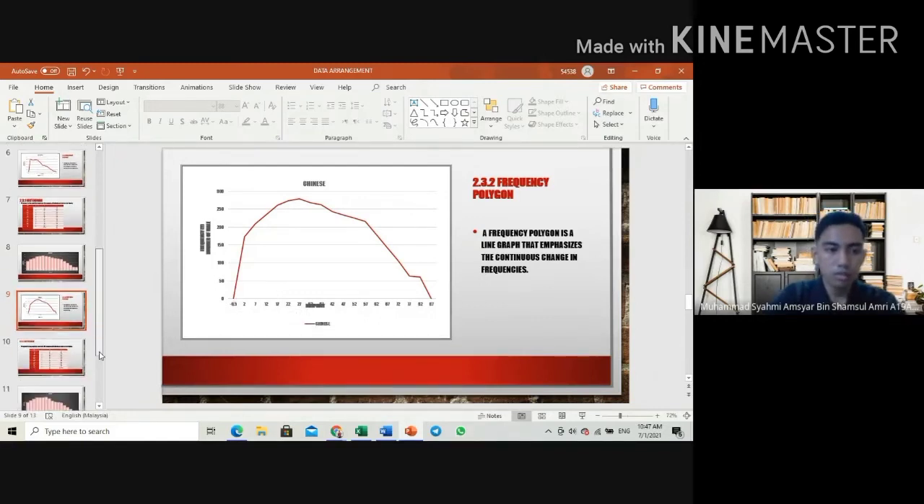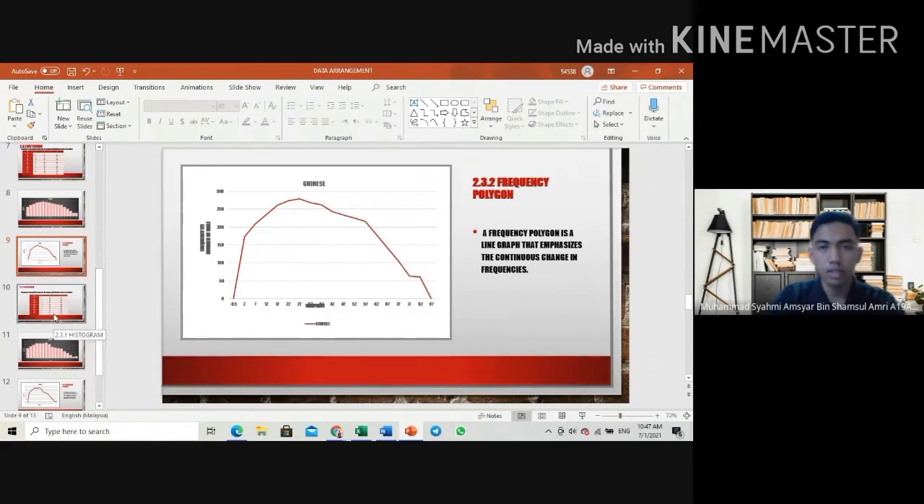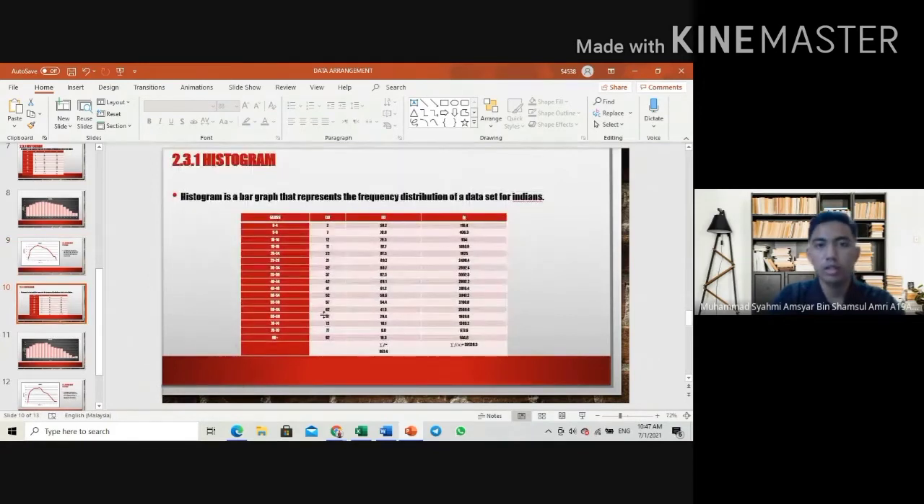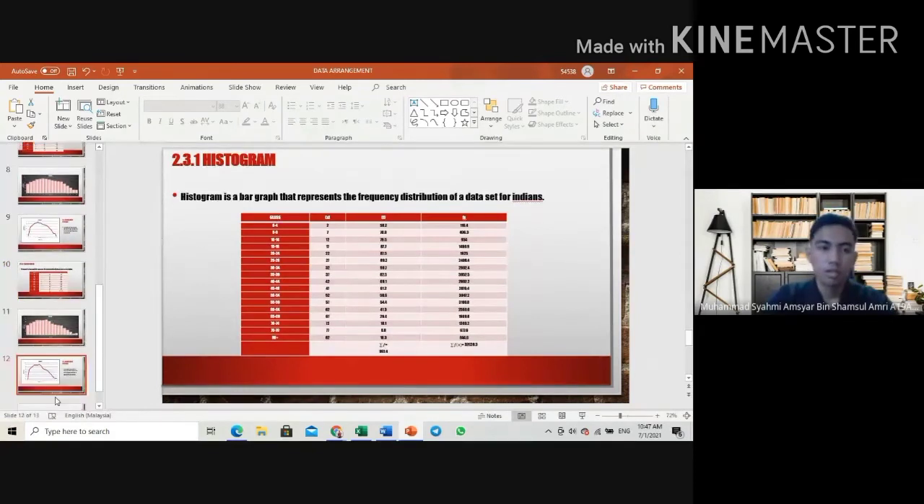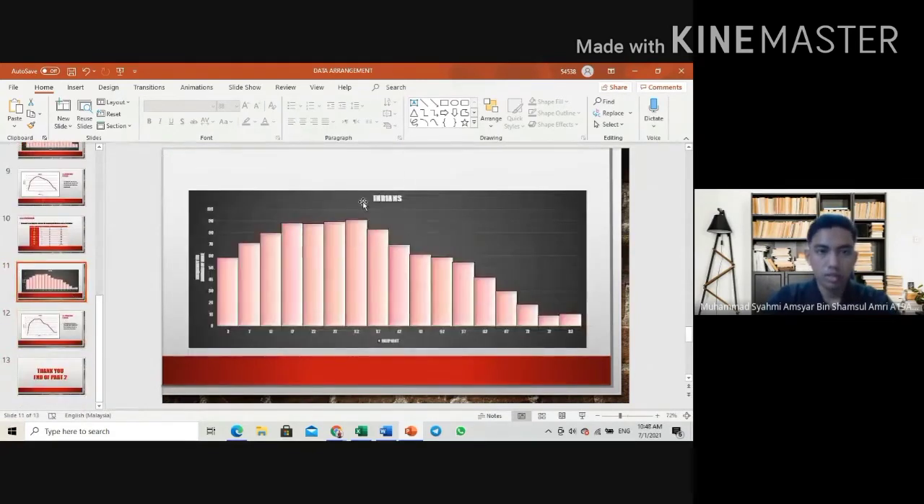Next we move to the last data, which is for Indian male in Malaysia. All right, so this is Indian. We can see that the highest number for Indian male in Malaysia is 90.7 thousand, which is for age 32, and the lowest is 77, which is 8.8 thousand.